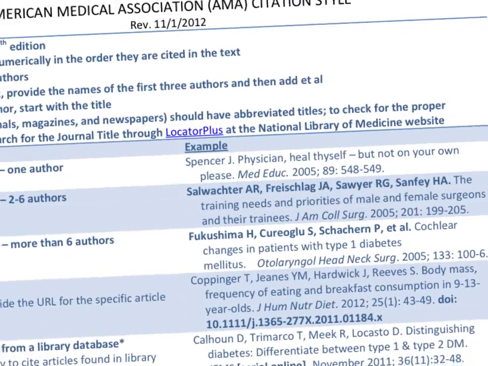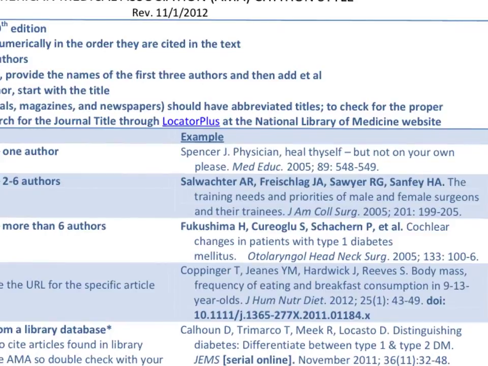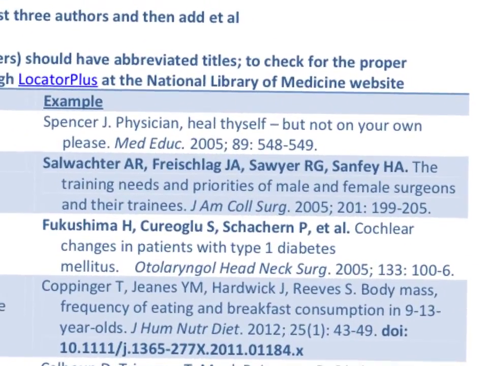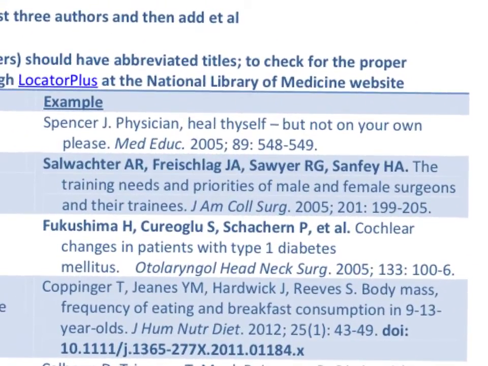Okay, so it gives you some general rules, but we're just going to look at one of the citations a little bit closer right here. So let's just expand this a little bit and see what we've got. Okay, so we're going to look at the second one down, which I think was listed for like 6 authors or something. Okay, the first thing to look at is just the way the authors are laid out.